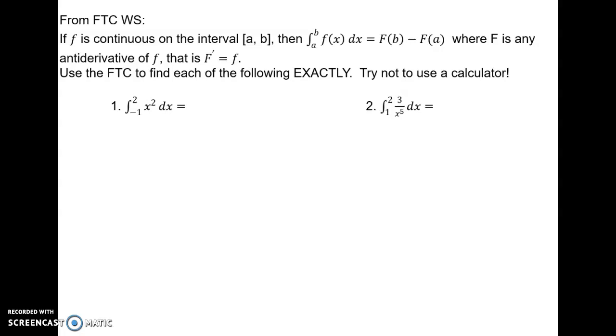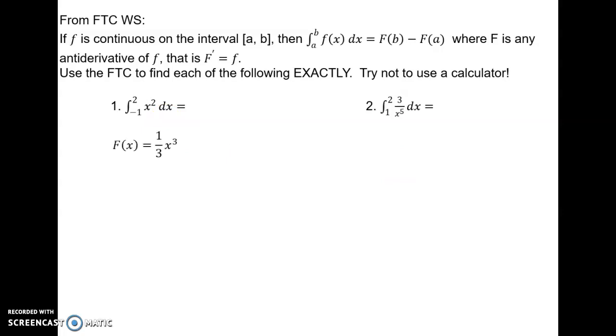If f is a continuous function on the closed interval from a to b, then the fundamental theorem of calculus says the integral from a to b of little f of x dx is equal to capital F of b minus capital F of a. In other words, remember, the accumulated amount of change is equal to the antiderivative evaluated at the upper bound minus the antiderivative evaluated at the lower bound. We're asked to use the fundamental theorem of calculus here, trying not to use a calculator to evaluate these. So with the fundamental theorem, the first thing we need to do is find the antiderivative.